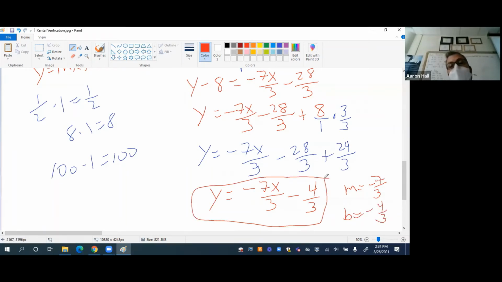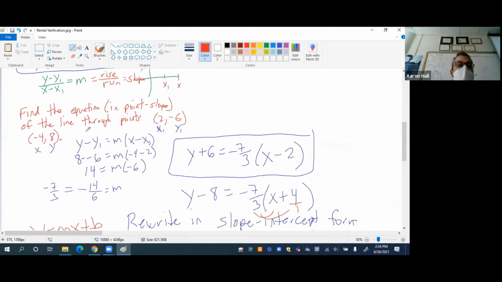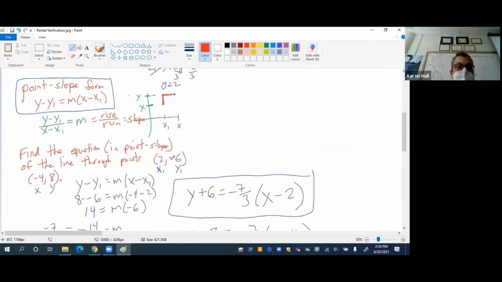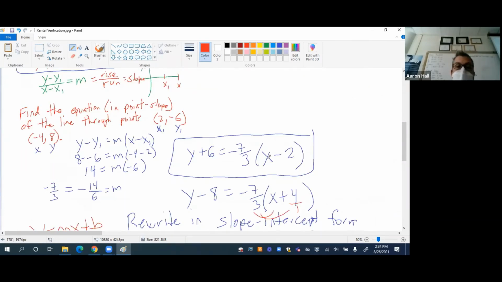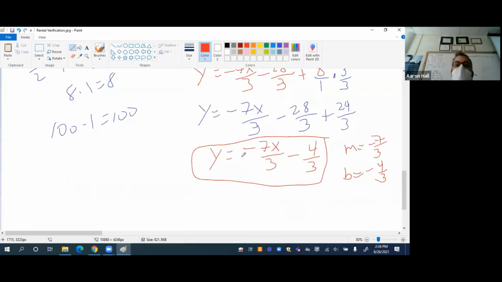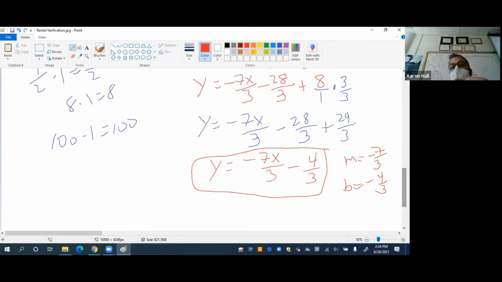We found it. So we found point slope form, since we have 2 points. And then we converted point slope form to slope intercept form. Any idea where I'm going to take us next? What do you think I want you to convert this into? So yeah, we're going to do standard form. Am I going too fast? Is everybody good? Okay.